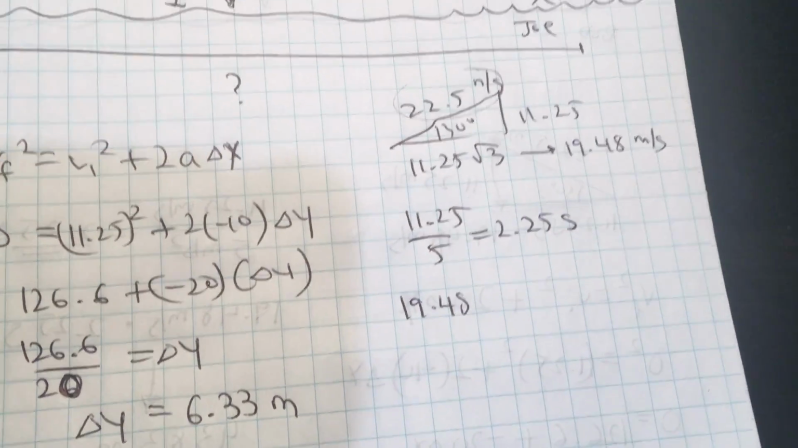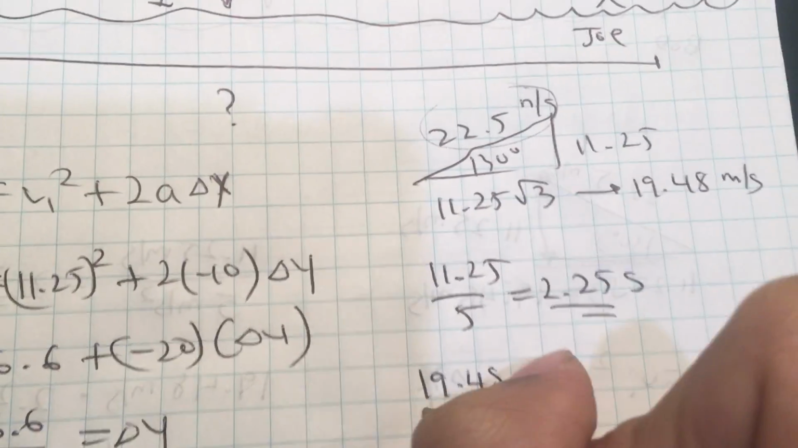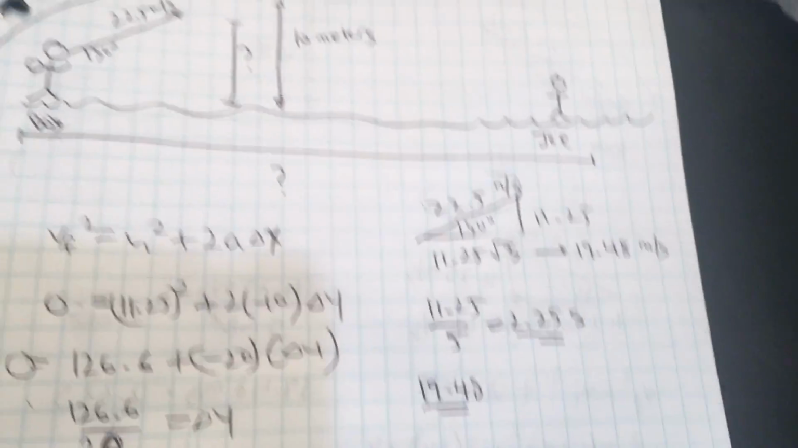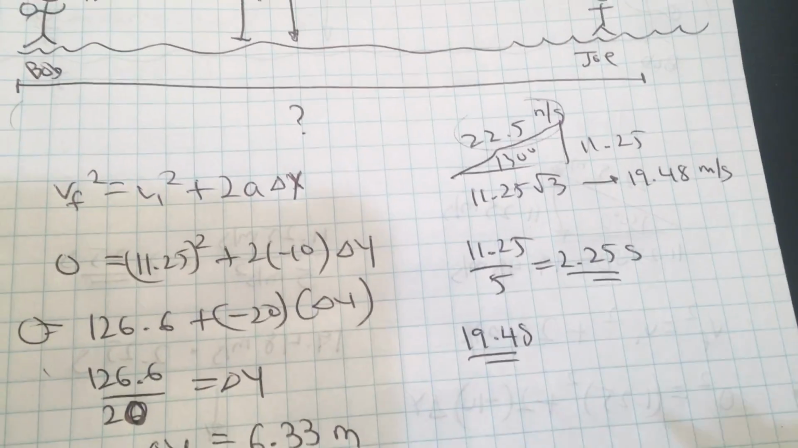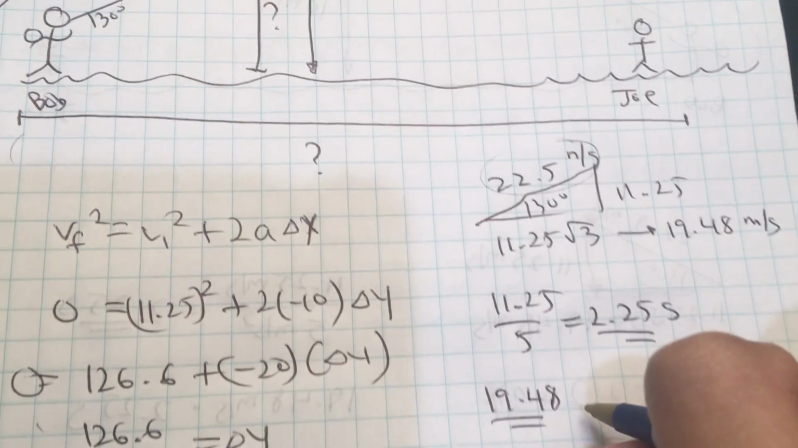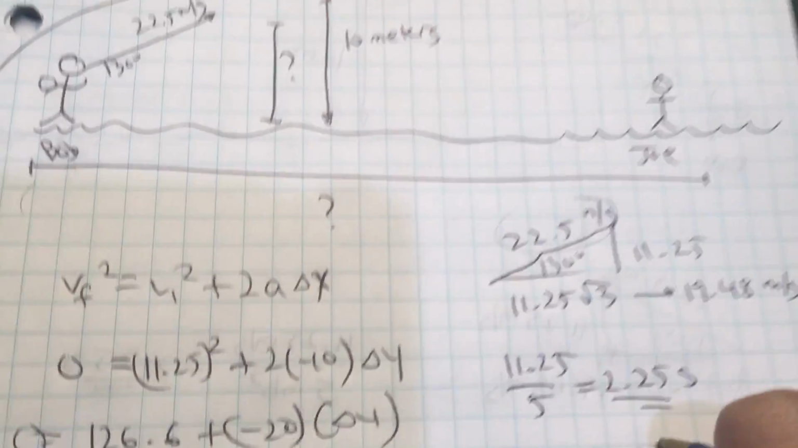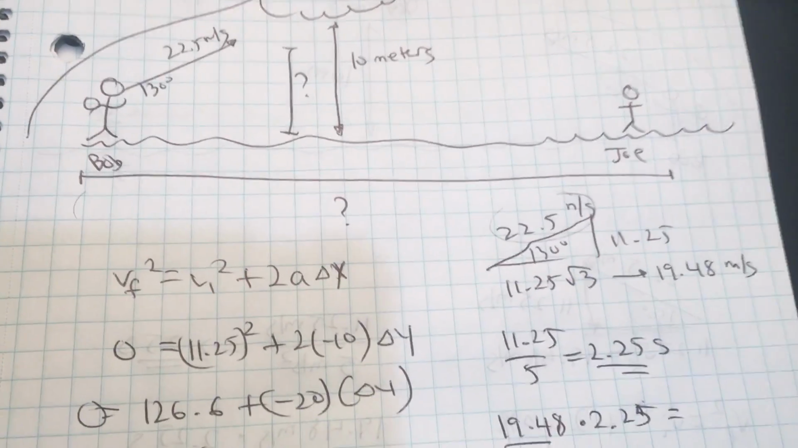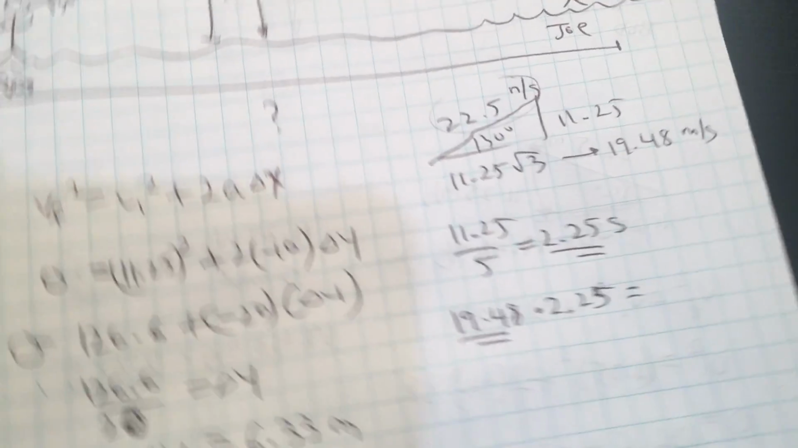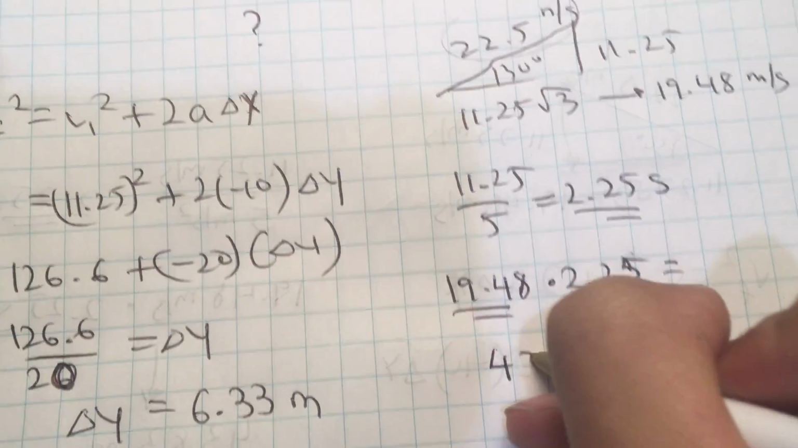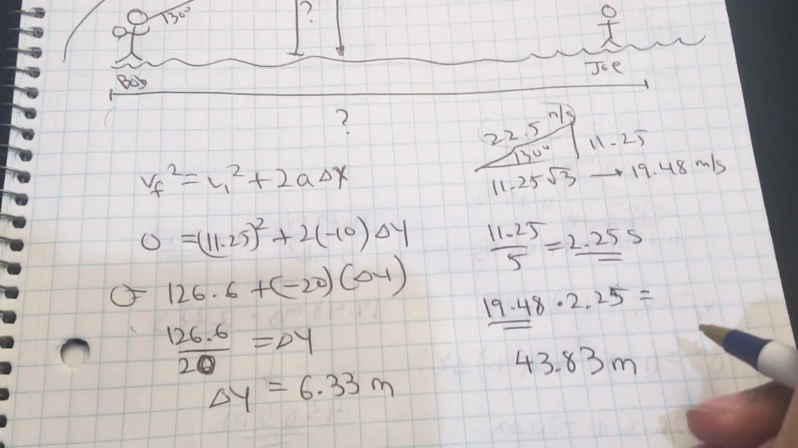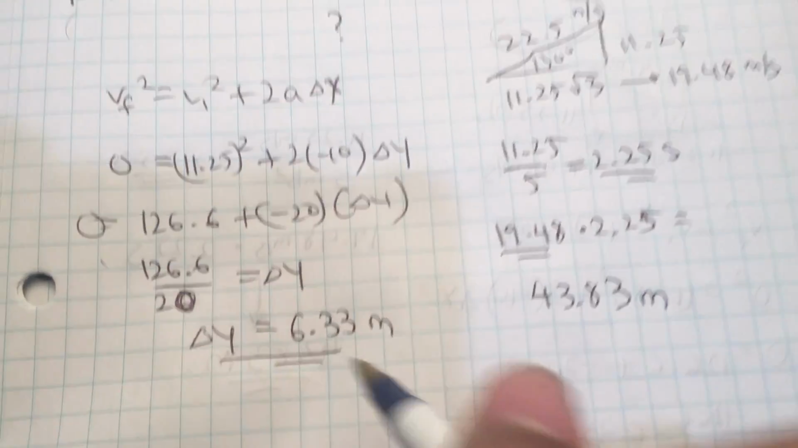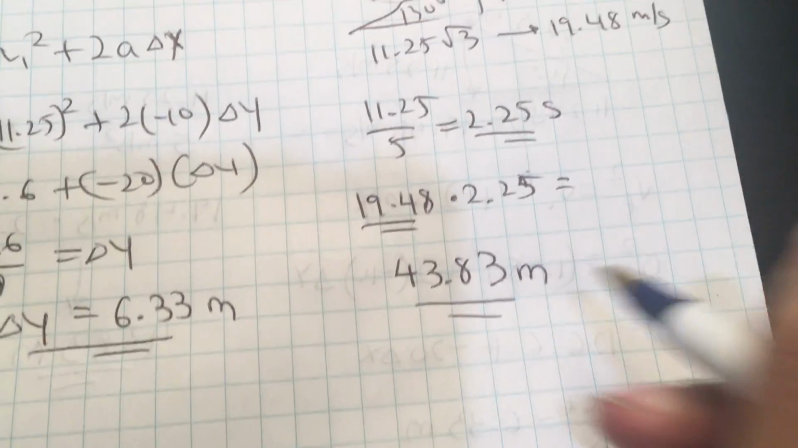And we can find the total horizontal range by multiplying this time by the horizontal velocity, since the horizontal velocity will not change if there is no air resistance, which we are assuming. 19.48 times 2.25 gives us the final range, and that is equal to 43.83 meters. And so our final values are that the maximum height is roughly 6.33 meters, and so it will not hit the tree, and that the final range is 43.83 meters.